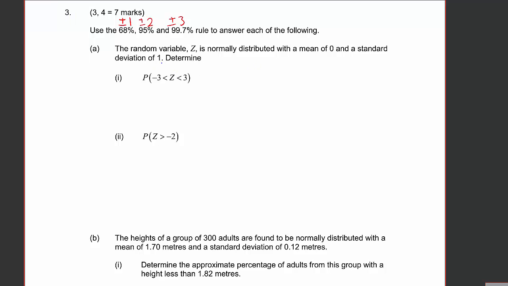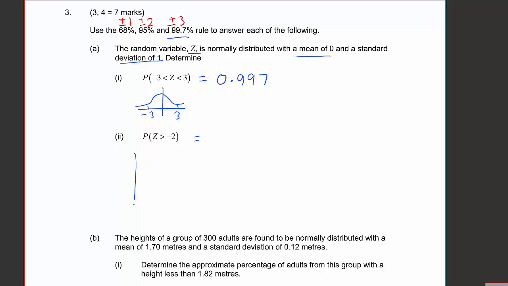So we're given a random variable z. It's normally distributed with a mean of 0 and a standard deviation of 1. So between -3 and 3 is 3 standard deviations either side of the mean. So that's going to be 99.7%, which is a probability of 0.997. Of course, you could give it as a percentage, there's not a problem there.